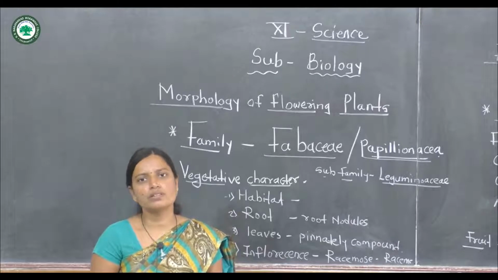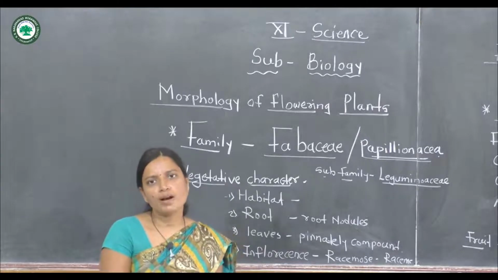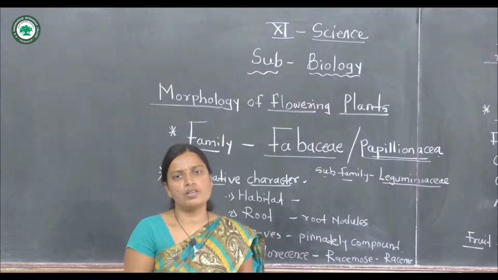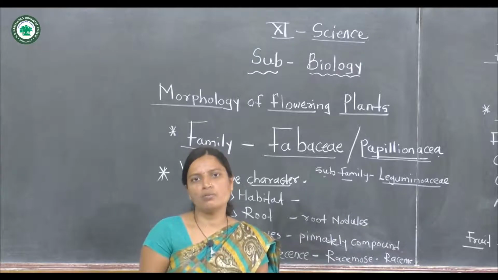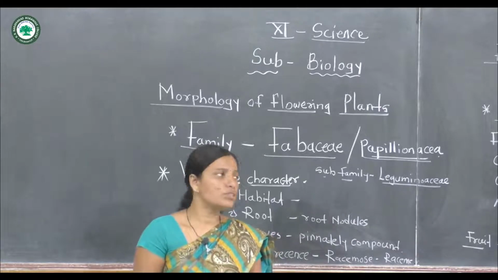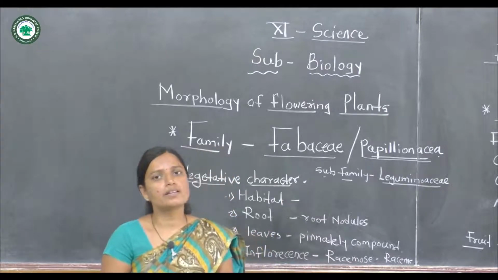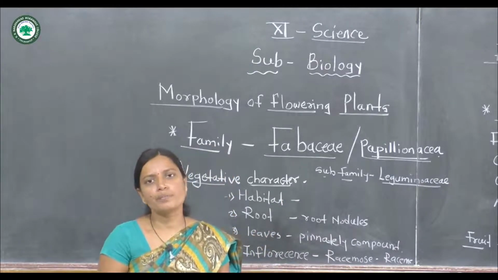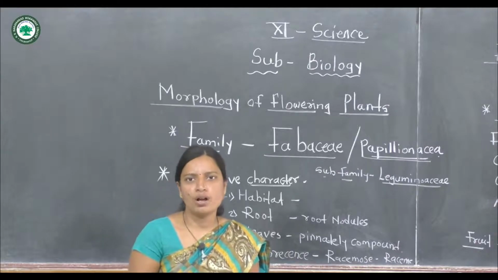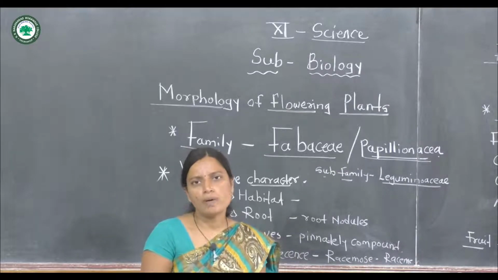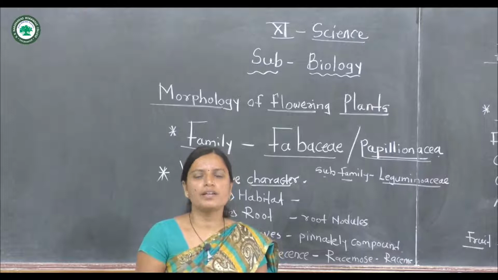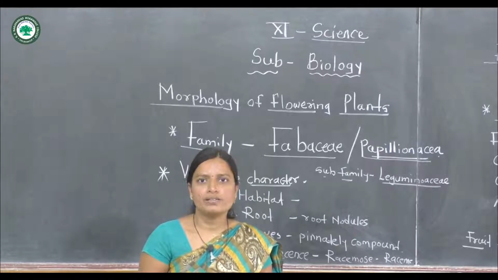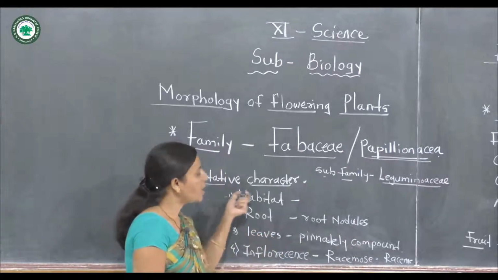The first type is vegetative characters, meaning the vegetative parts of the plant body, like the root, stem and leaves. The other part of the plant body gives the floral characters, meaning the flower is differentiated into calyx, corolla, androecium and gynoecium. These are the floral parts of the flower. So this family's distinguishing characters fall into two groups: vegetative characters and floral characters.